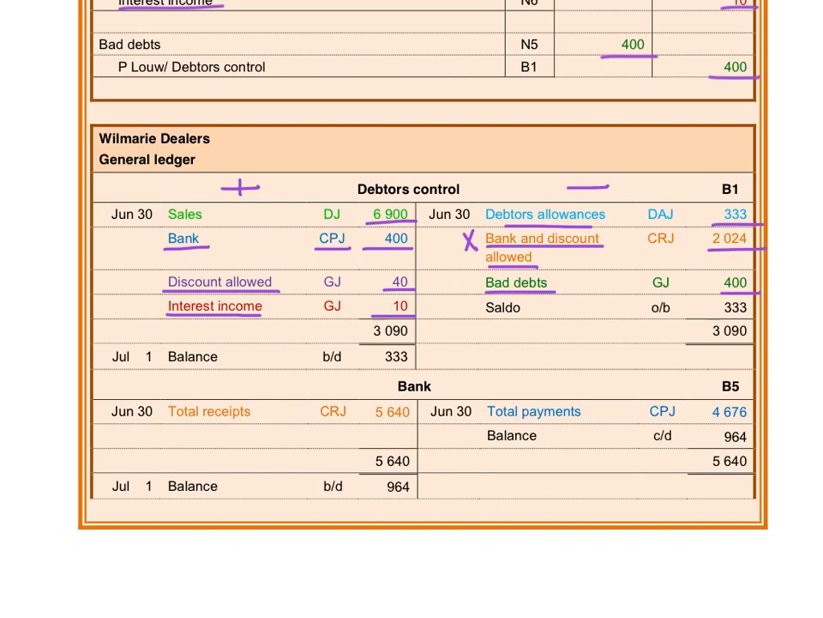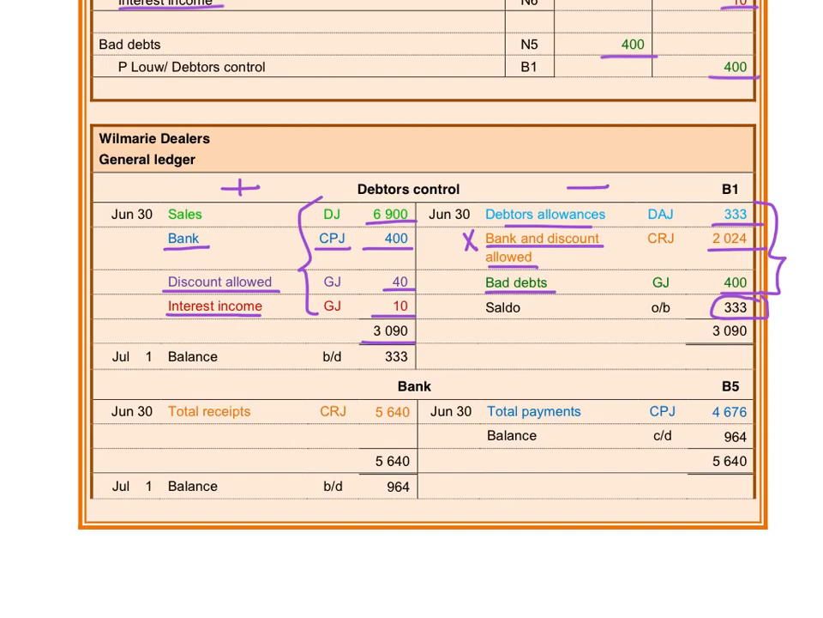At the end of the month, we will add up the biggest side, subtract the smaller side to determine what is the balance. If we look at the debtors control, this is an asset, so the debit side must always be bigger than the credit side because a debtor always has a debit balance. Therefore, we will add up all the amounts on the debit side, get a total of 3090. Then we will subtract all the amounts on the credit side from the 3090 to determine what is the difference between the debit and credit side, and that balancing figure is then 333.